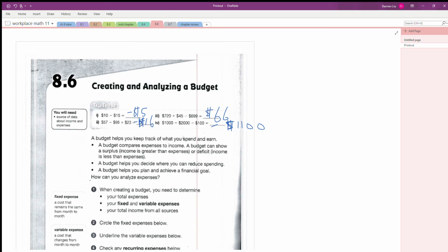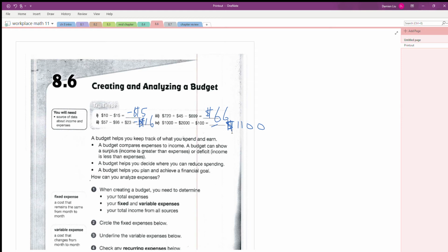All right, so what is a budget? Well, a budget helps you keep track of what you spend and earn. Okay, so a budget is basically an itemized, a detailed account of your money, where it's coming in and going out. And we typically work on a budget in that we determine what we're going to spend for different items. And then if you stick to your budget, then you only spend that amount that you have put aside for that one item.